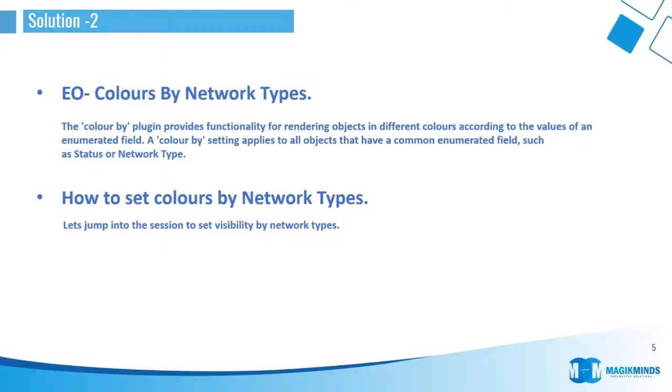So by using these two different solutions, Adam can get rid of this issue so that he can directly visualize the circuits based on the network type. He can either use a visibility, or he can use a color by combination.